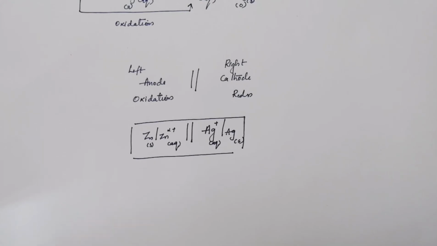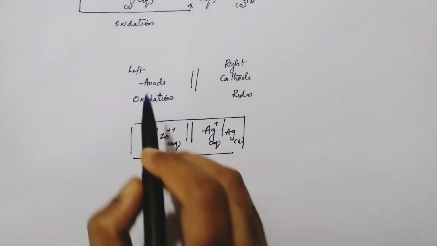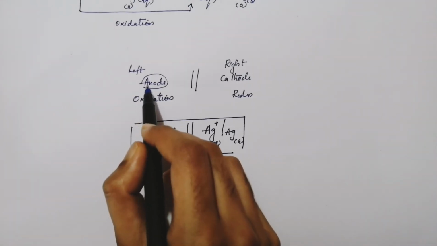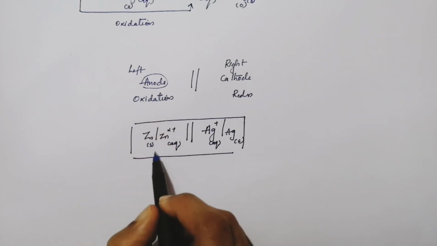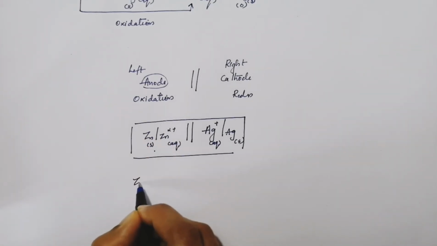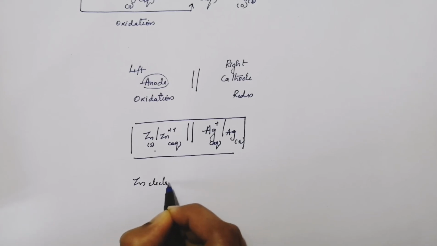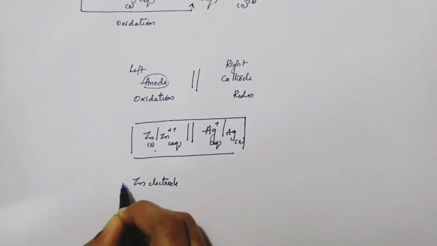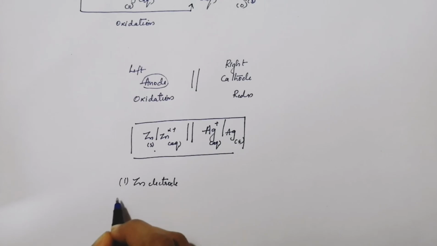Now the first question is to identify the electrode which is negatively charged. We already know that the anode is negatively charged, and here we have zinc metal at the anode. So we can say the zinc electrode is negatively charged. So this is the answer for the first question. Now let us move ahead with the next question.